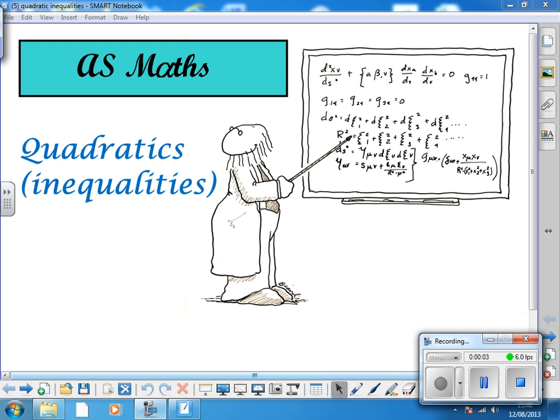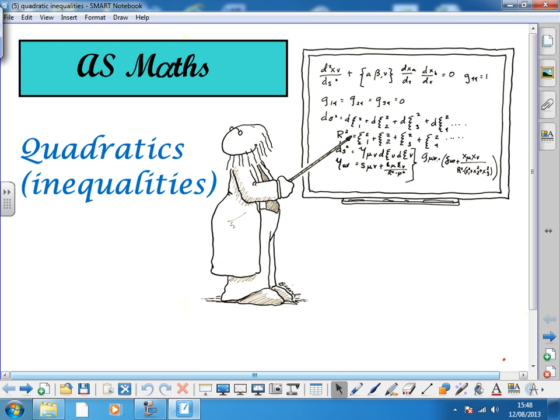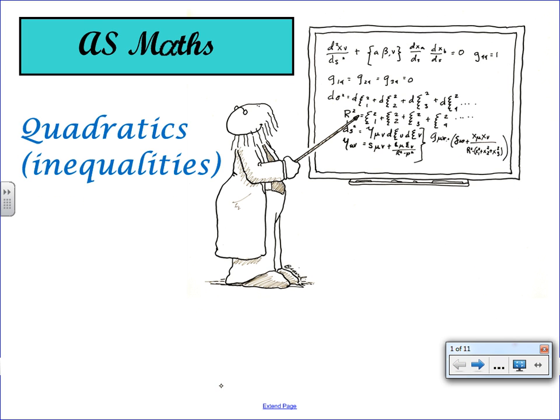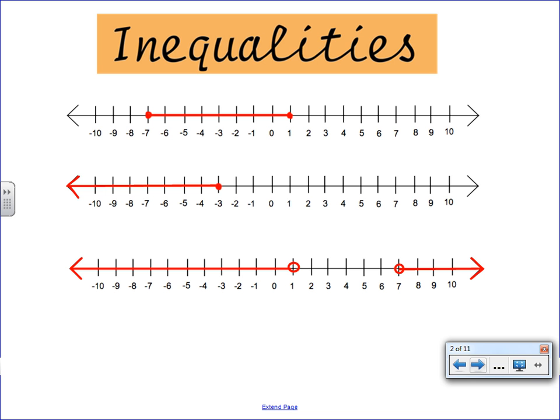Quadratic inequalities. Inequalities are something you've encountered at GCSE, but sometimes not very confidently, and it gets more complicated at A level. So first of all, let's talk about inequalities. We've got a number line, and we want to indicate, using notation, the section of the number line from -7 up to 1. So we say that we want the x's that are between -7 and 1. And we're allowed to be 1, so we could say "or equal to", and we're allowed to be -7, so "or equal to".